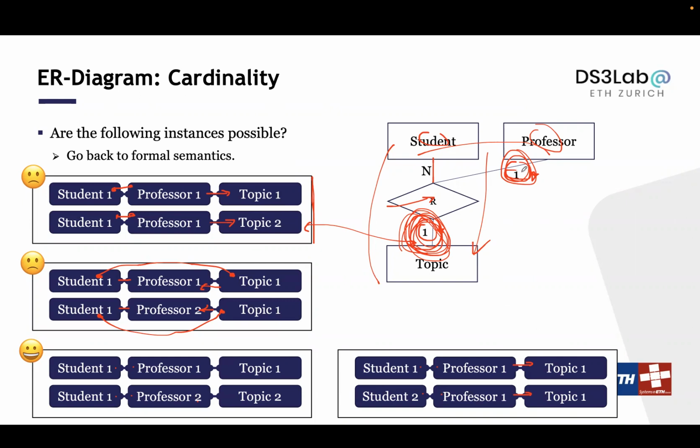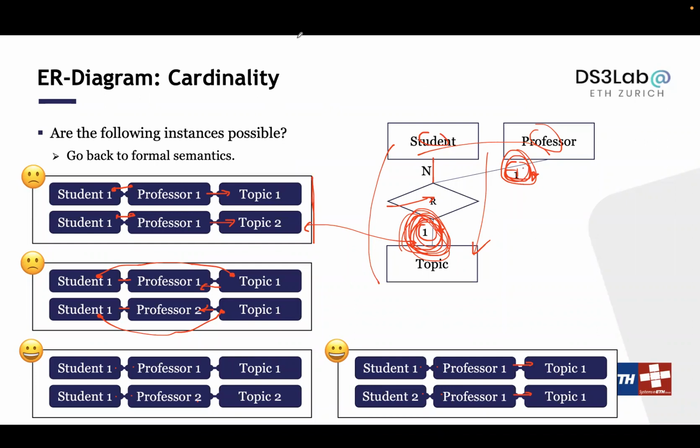If you go to the professor part, it's also fine. Student one, topic one, go to professor one, student two, topic one, go to professor one, so it's fine. So this is also a database instance that is allowed under this model. Any questions here? Cardinality can be a little bit confusing, but the way to think about it, at least in the beginning, is to go back to the formal semantics. For every single edge, you introduce a logical formula to say, if I know the rest of the entities, I can uniquely identify this entity. Formally, that's what it is.